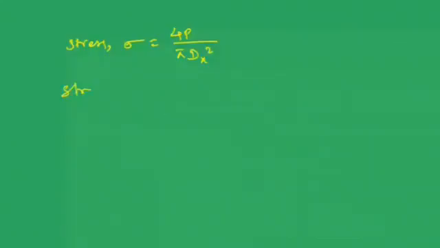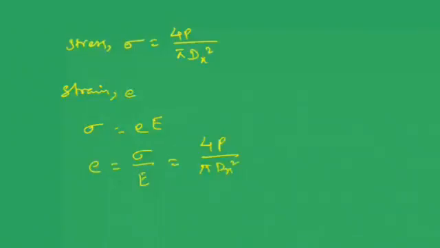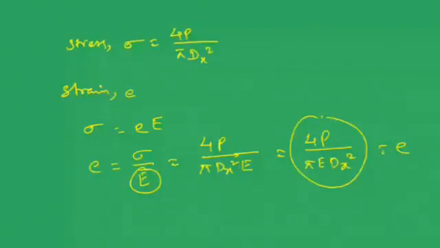Next we'll see the strain, that is epsilon, and we know that sigma, the stress, is equal to strain into Young's modulus. So the strain epsilon will be equal to sigma by E, and sigma, what we got here, we got 4P by pi Dx square, and that should be divided by E. So I'll get E here, so I can write 4P by pi into E Dx square. So this will give me the strain at the section.